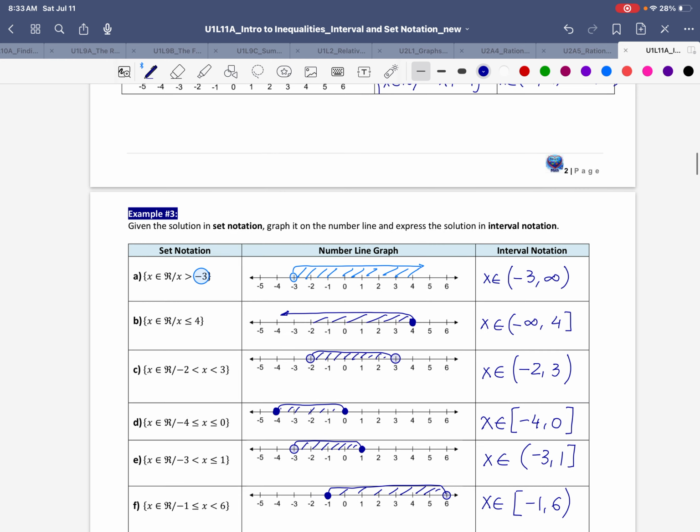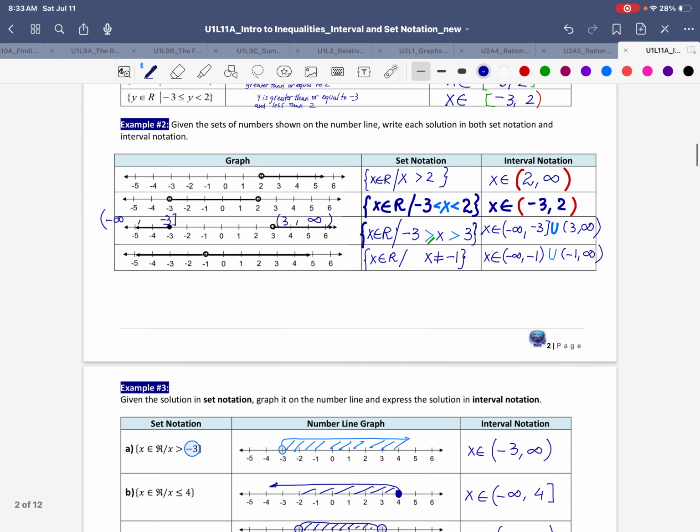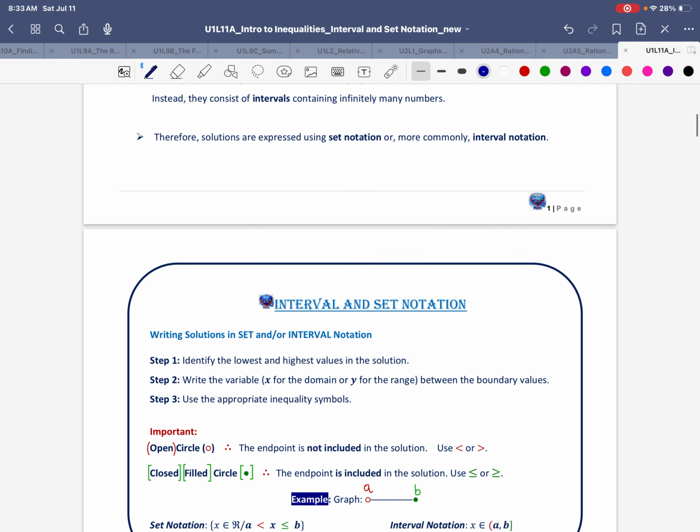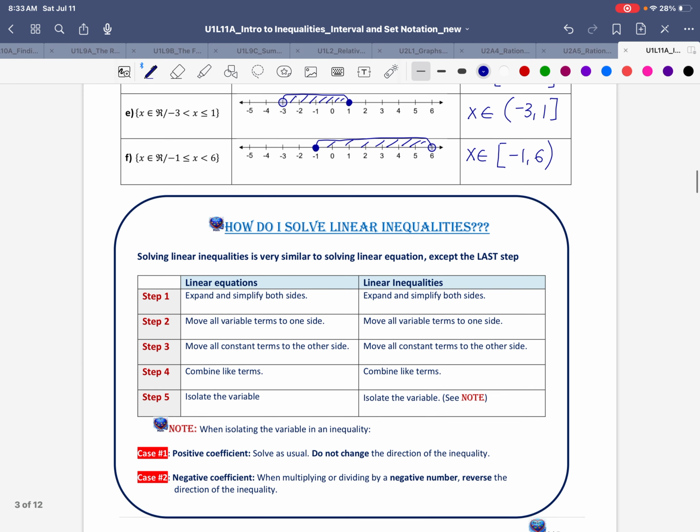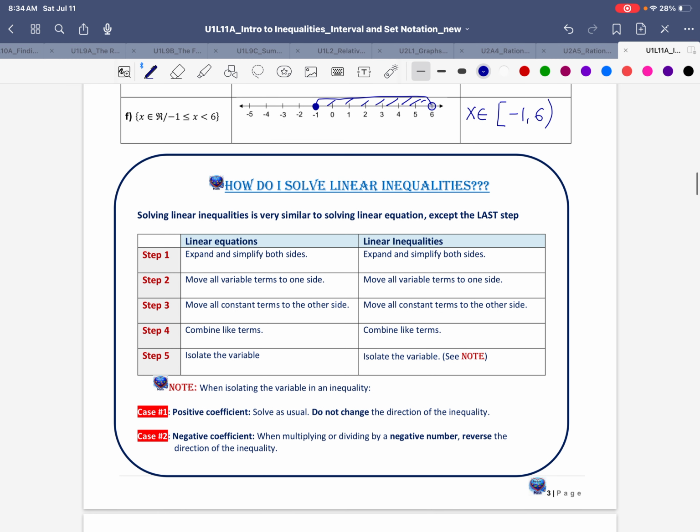This is how we describe sets of numbers, and this is a very important skill we need to solve linear inequalities. So we will continue with solving linear inequalities and the process of it in the next video.